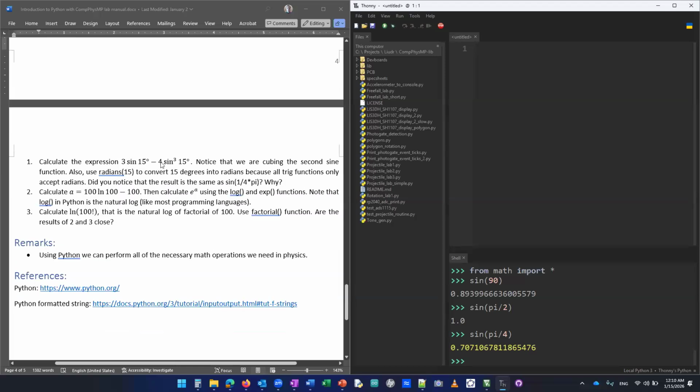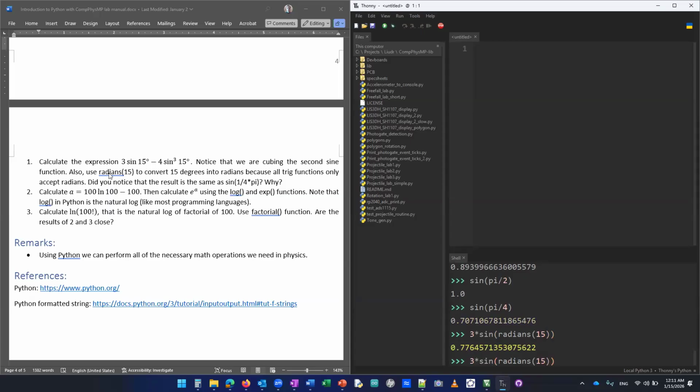3 sine 15 minus 4 sine 15 squared. The cube. The cube is done after the sine 15 degrees. So let's try to express that. It's 3, our explicit multiplication, right? So 15 degrees. Okay, we can't do that with 15 degrees, but we can certainly call a radians function that will convert 15 degrees into radians. Okay, so let's see if this runs. Okay, it does run, right?